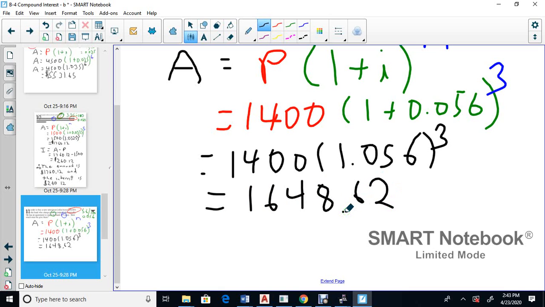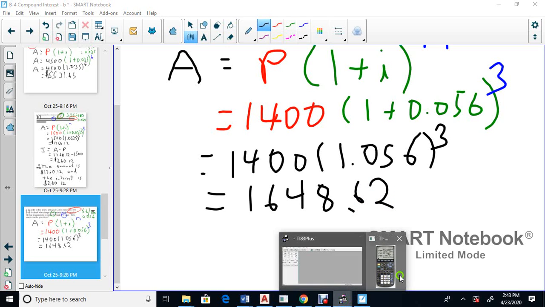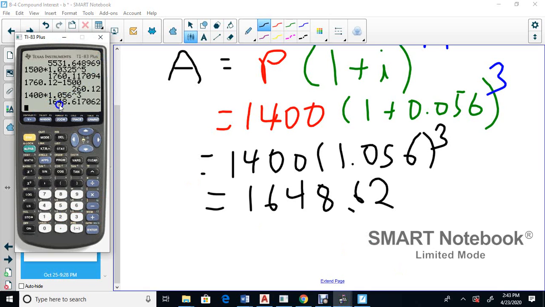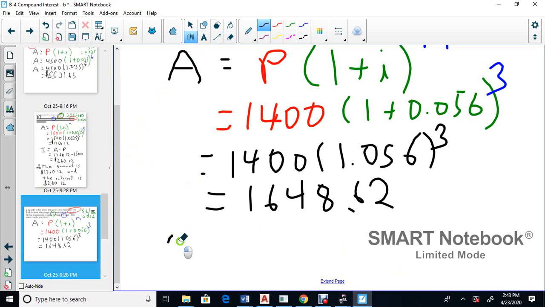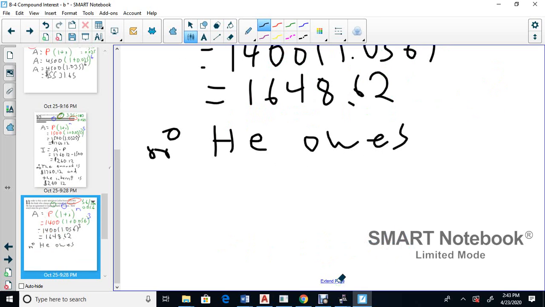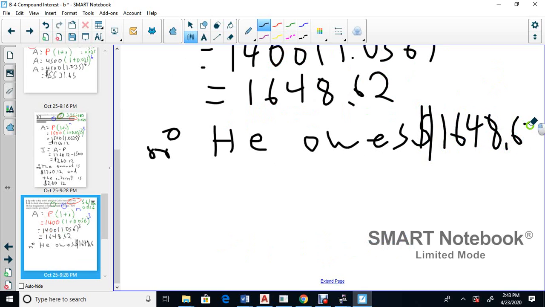$1,648.62. Let's just double check that. See if I read that correctly. It's a little decimal goes there. Can make sure I have the decimal. Let's go over here. $1,648.62. So therefore he owes, and let's put the number in here. Don't forget the dollar symbol, 1648.62. Okay, next question.